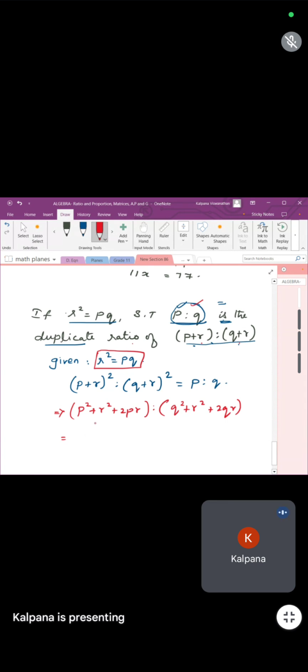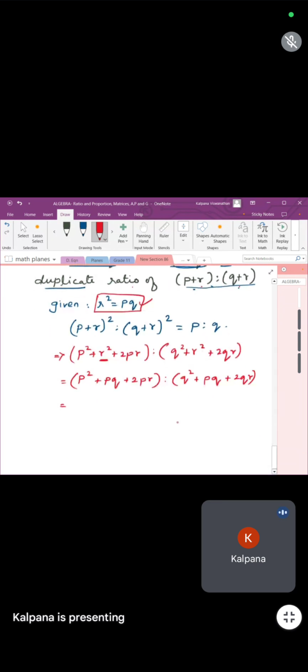What we can do, wherever we have R square, we can replace it by PQ. So replace the R square by PQ. So we have P square plus PQ plus 2PR is to Q square plus PQ plus 2QR. After this, just look at the expression and tell what we can do in this step.